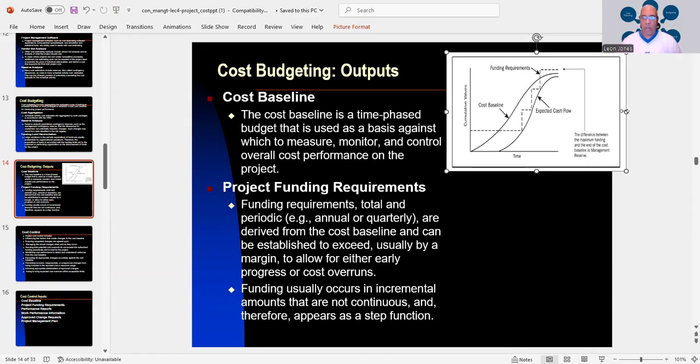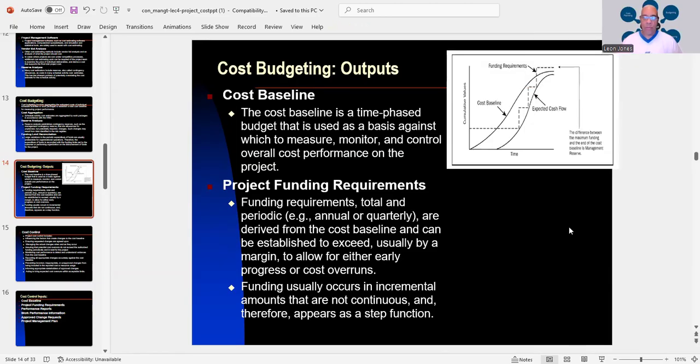Now, we also deal with what I call project funding requirements. And that's funding requirements, total and periodic. Example, they're annual or quarterly. They're derived from the cost baseline and can be established to exceed, usually by a margin to allow for either early progress or cost overruns. Funding usually occurs in incremental amounts that are not continuous, and therefore it appears as a step function. And that's what they're talking about right here. This is a step function, your funding requirements. This is exactly what they're talking about. You can see the picture.